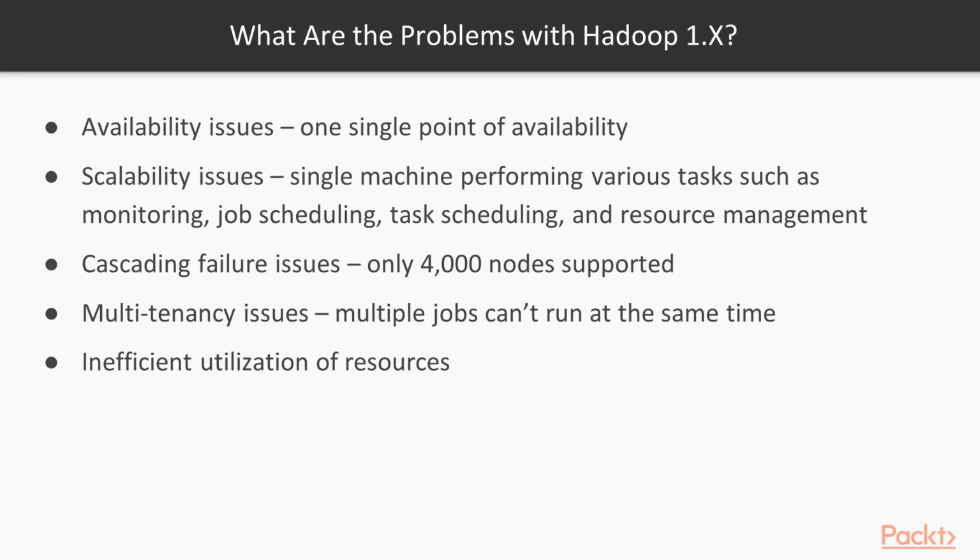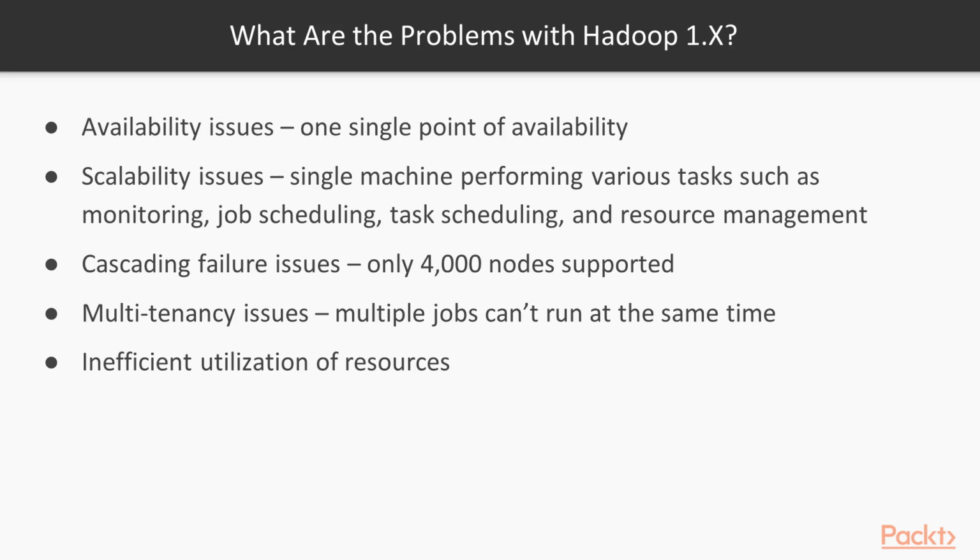Scalability issue: if you have one machine which is doing a lot of tasks like monitoring, job scheduling, and task scheduling management, which is your master node machine, that's where a bottleneck is created. You cannot increase the number of data nodes after a certain number, because a lot of data needs to be accumulated in NameNode memory so that it can pick up all the tasks. If you keep increasing the number of data nodes, then metadata will increase in NameNode's memory, and that's where it becomes challenging.